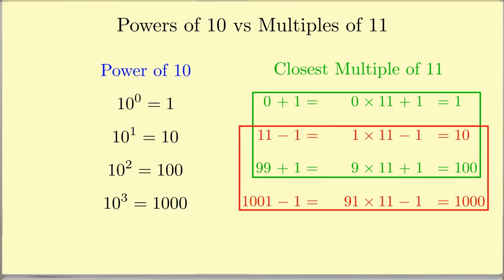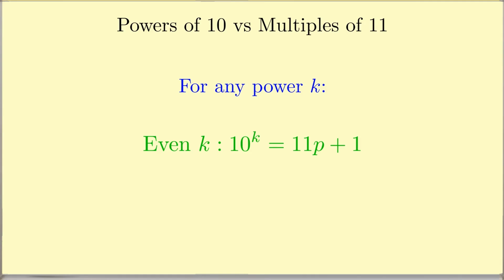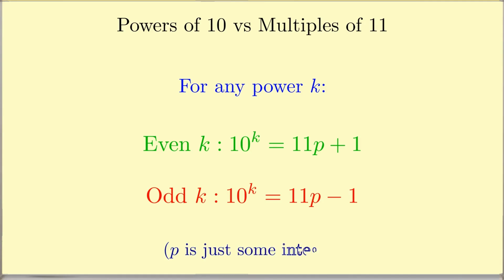Every single power of 10 ping-pongs back and forth. It is always exactly one step above, or exactly one step below, a clean multiple of 11. We can define this pattern with two simple statements. For any power k, if k is even, 10 to the power of k equals 11p plus 1. If k is odd, 10 to the power of k equals 11p minus 1. Note that in these equations, p just represents some integer, meaning 11p is a perfect multiple of 11.